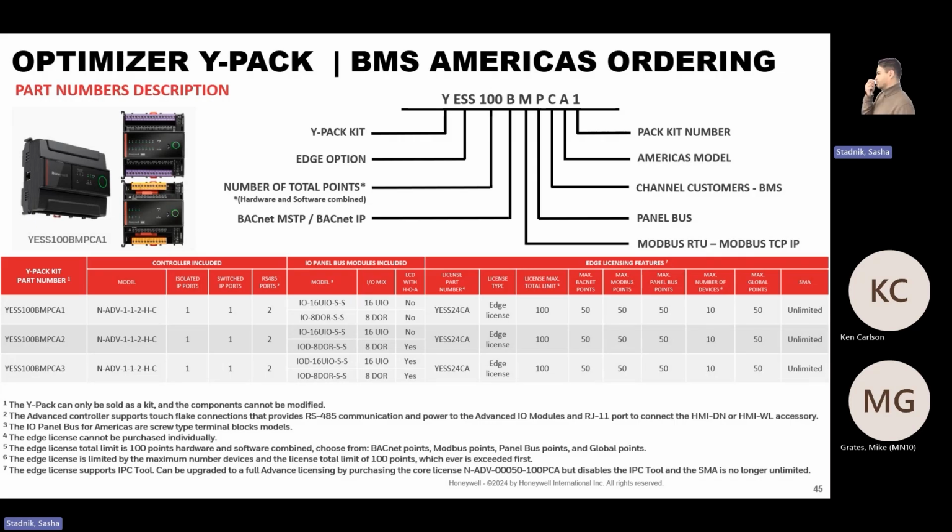At 100 maximum points, does the 24 hardware points coming with the kit take away from that 100, or is it 100 plus? No, it's 100 plus the 24. Okay, so it's 124. Yeah, 124. So you need to choose. You can expand X amount of panel bus, or X amount of BACnet, and X amount of MSTP. But your limit is 100, plus the 24 that comes with it.